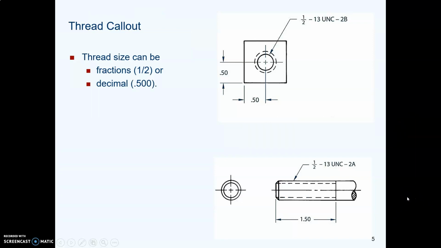The threads we just looked at had a decimal size. This example has a fraction size. Either one is okay. Both of them are acceptable. So it's whichever your workplace prefers that you do.